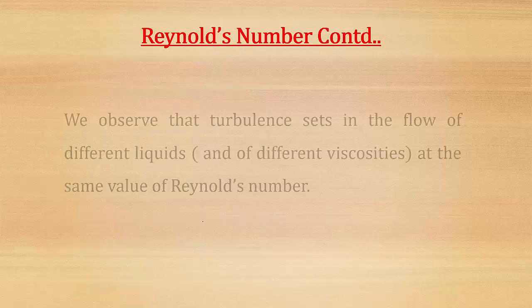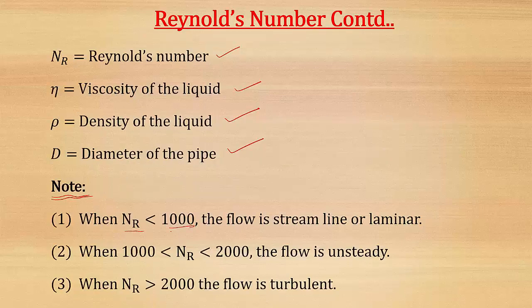The first point, when Reynolds number is less than 1000, the flow is streamline or laminar. When the Reynolds number lies between 1000 and 2000, then the flow is unsteady. If Reynolds number is greater than 2000, then the flow is turbulent. These three values you have to remember: less than 1000 streamline, more than 2000 turbulent, between 1000 to 2000 it is unsteady. This is about Reynolds number.